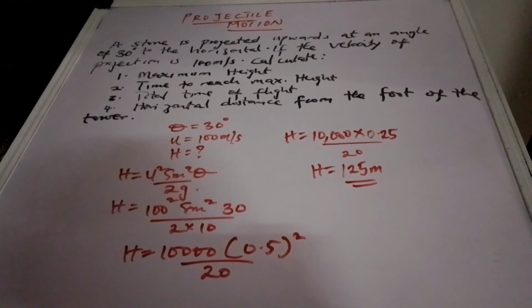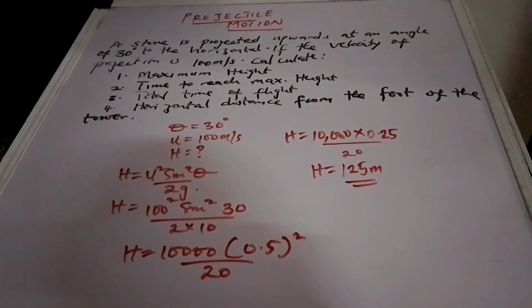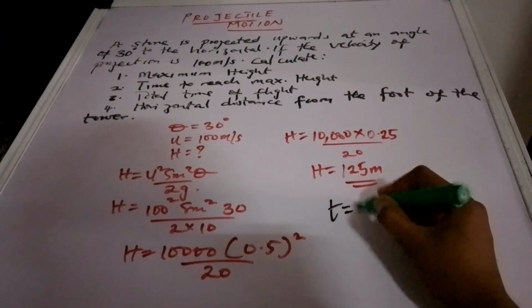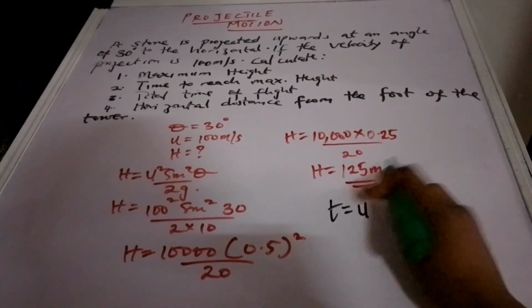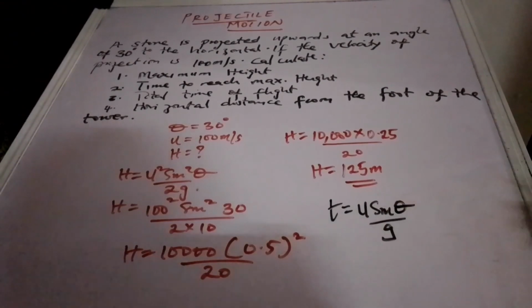So let's look at the next thing now. You can copy that as I clean this side of the board, and you can pause the video to copy if you need to. Then I'll move to the next thing. The next thing is we want to look for the time to reach the maximum height. And remember that the time to reach maximum height is given as t equals u sine theta over g.